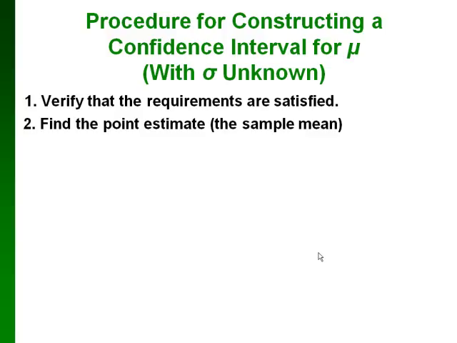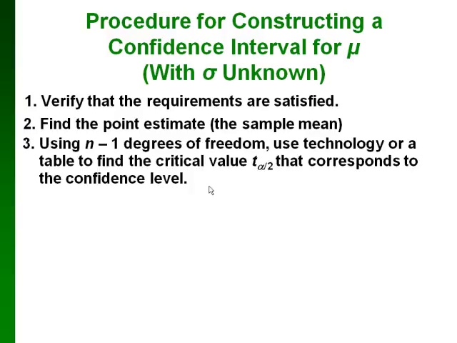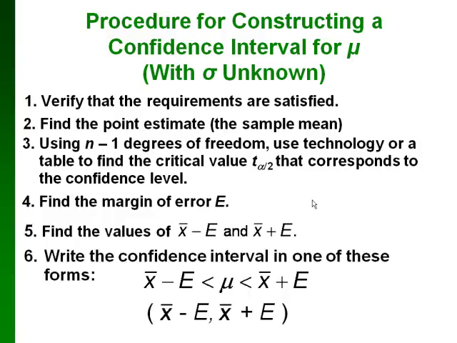Now we're going to construct our confidence interval. We want to verify that our requirements are satisfied and find the point estimate, the sample mean. Next step is to find our critical value. So in this case, again, we're using the t distribution instead of the normal distribution. And then the next 3 steps are the same as before. We find our margin of error, we subtract it from and add it to our sample mean to get our confidence interval limits, and then we can write our confidence interval in either of these 2 ways.